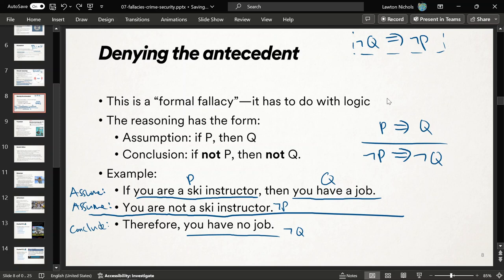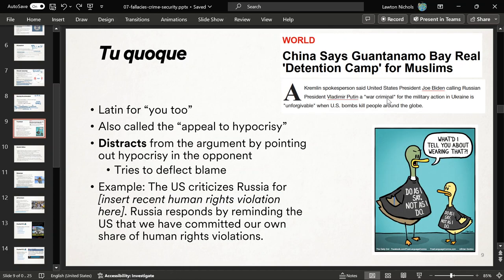Yes, we are. All right, here's another informal fallacy, one that happens in, like, English speech. This is called the tu quoque fallacy. It's a fun little word, quoque. That's another Latin term. It's Latin for you too. So you too, you also. And it's also called the appeal to hypocrisy. So this is definitely a fun one.